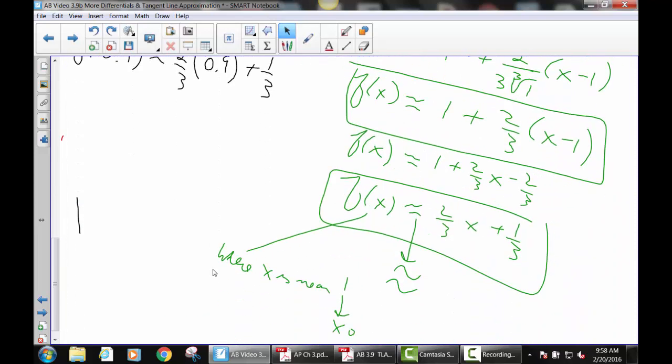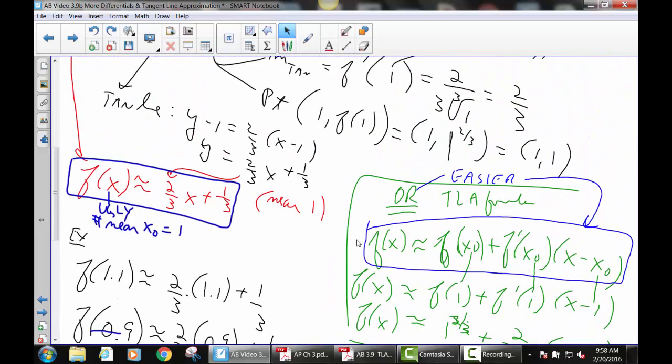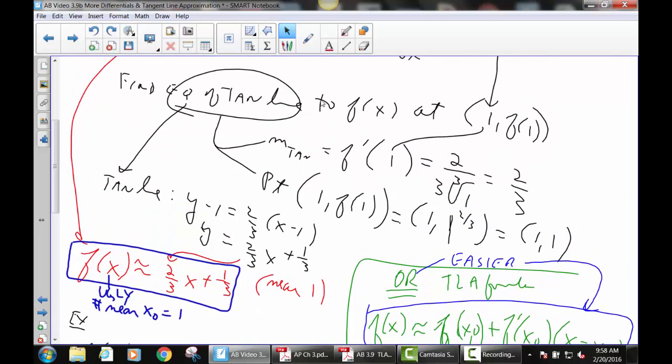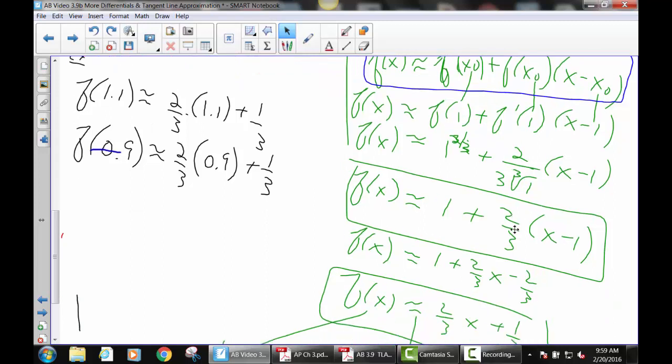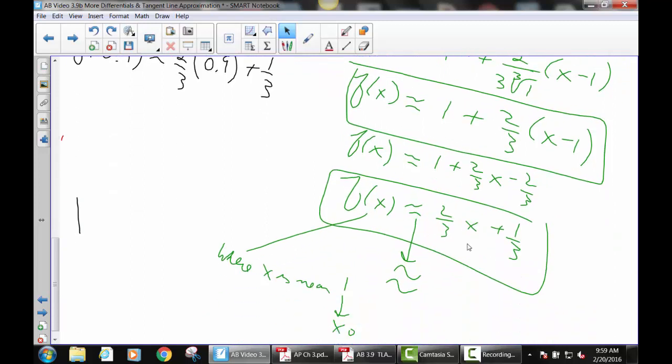Okay? So here's me showing you how you could do it just using a tangent line approximation. It's, I think, a bit faster than doing all this. So using a tangent line, use the formula, and of course your x0 is 1. And then you just figure out f of 1, f prime of 1. You isolate your f of x, and you're done.